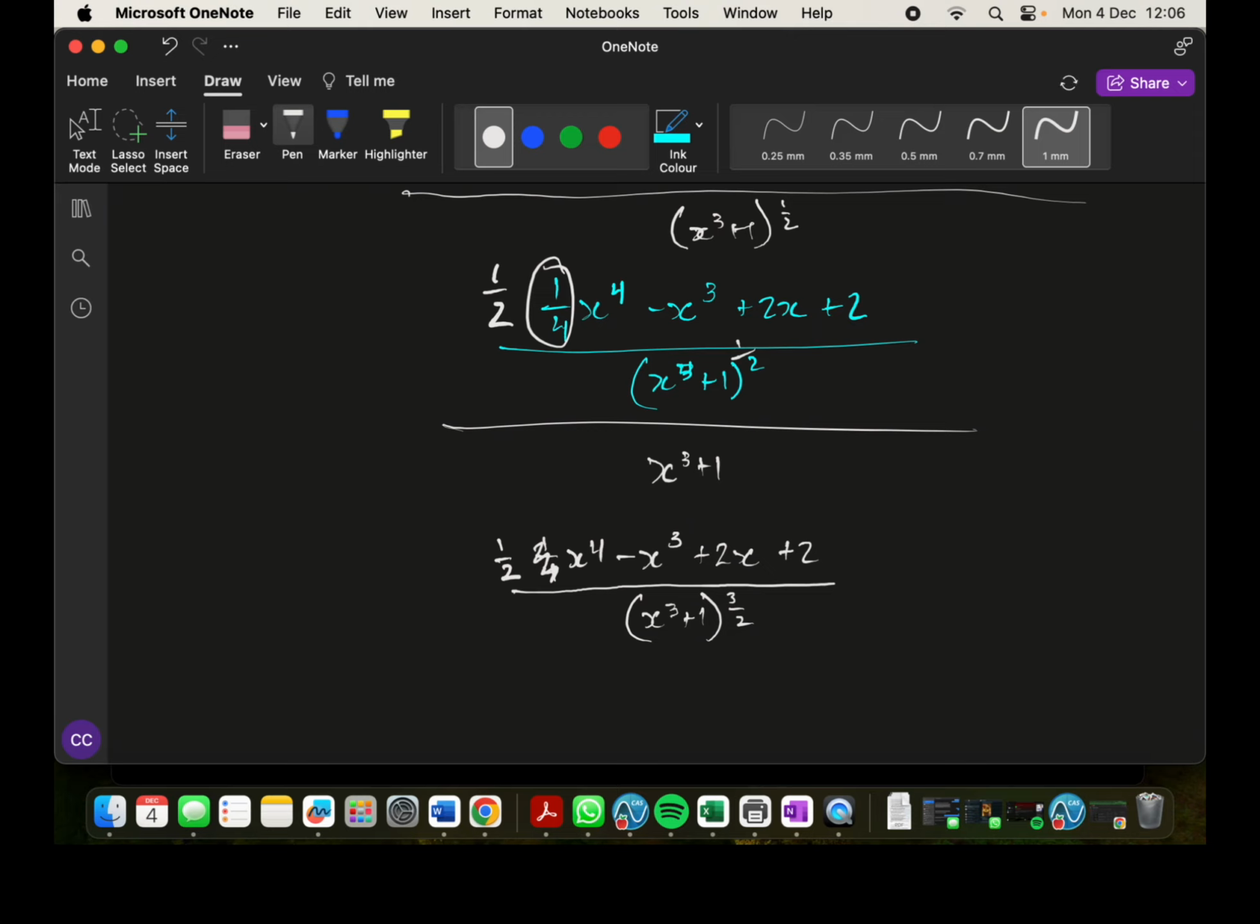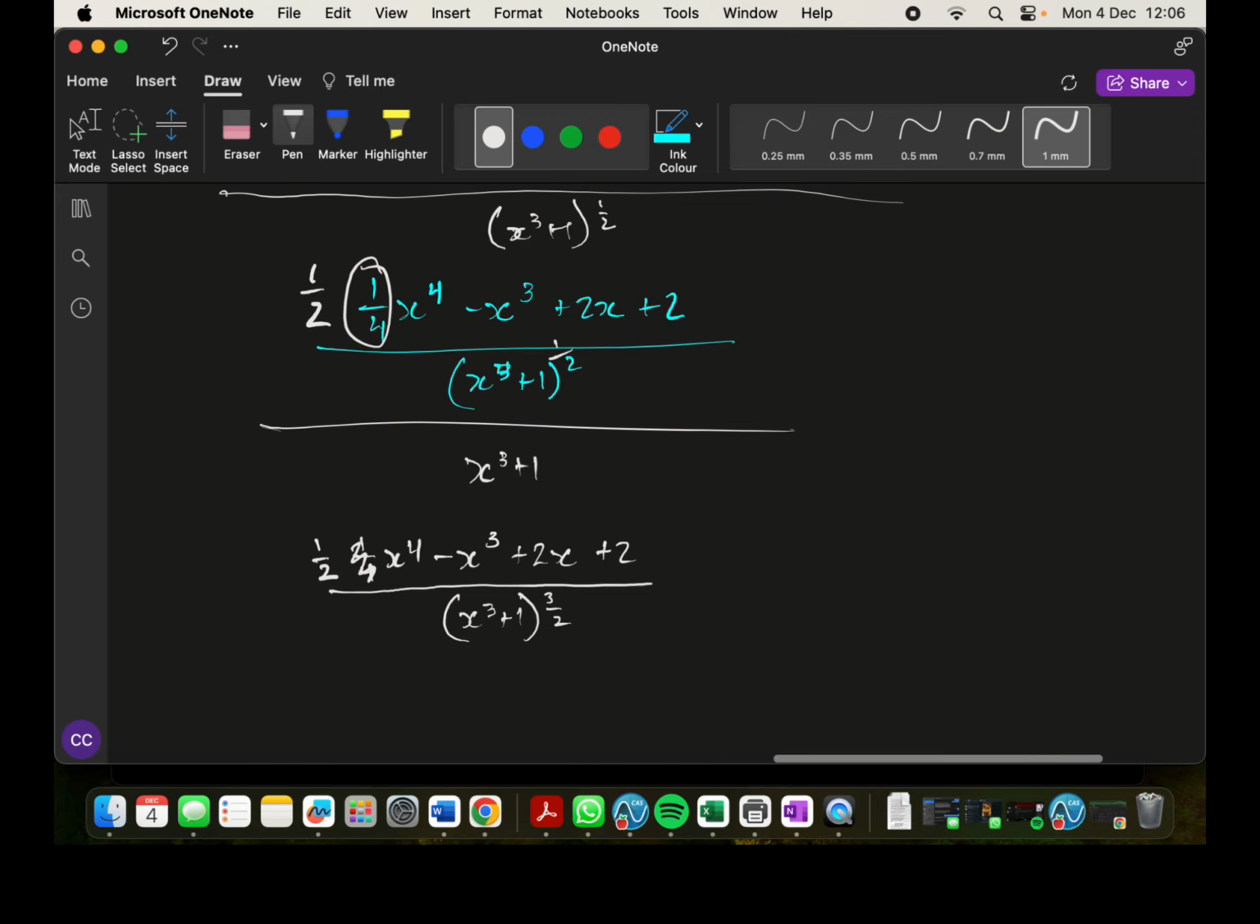And I guess if I don't want that 1/2 up there, I could rewrite this as x to the fourth minus 2x cubed plus 4x plus 4 all over 2 times x cubed plus 1 to the 3/2 power. Right, because if I just multiply everything on top by 2 and divide the numerator by 2, I get that. Hopefully that's better.